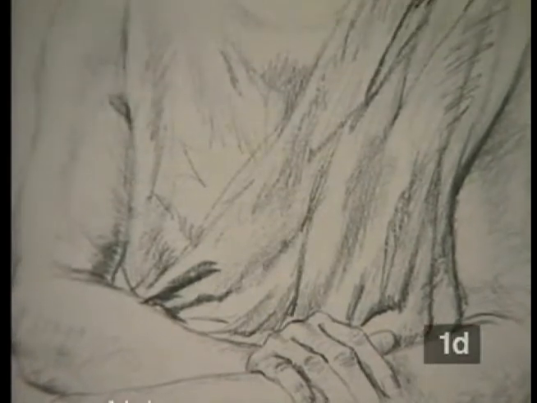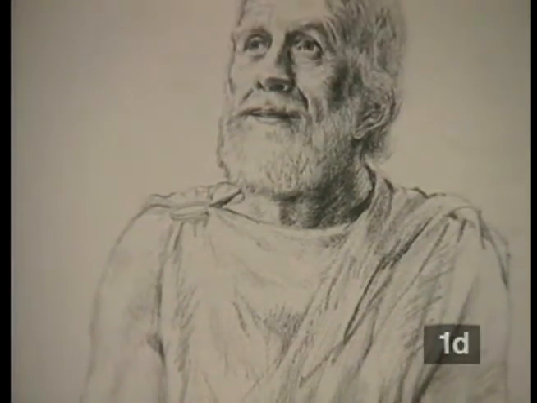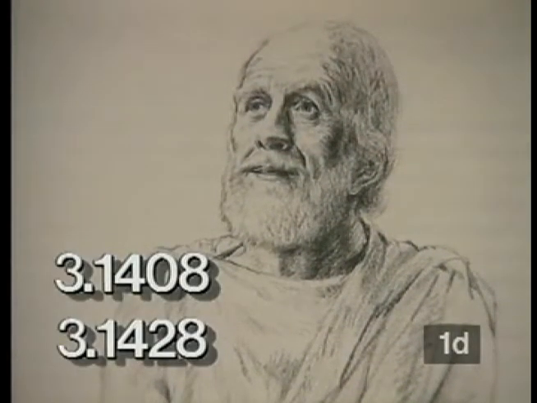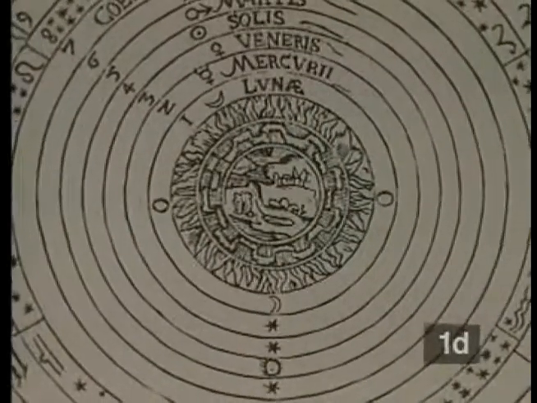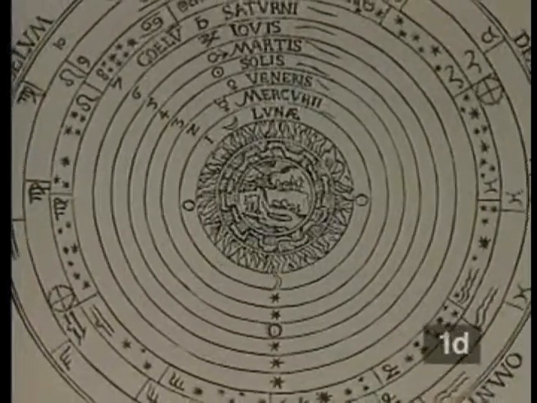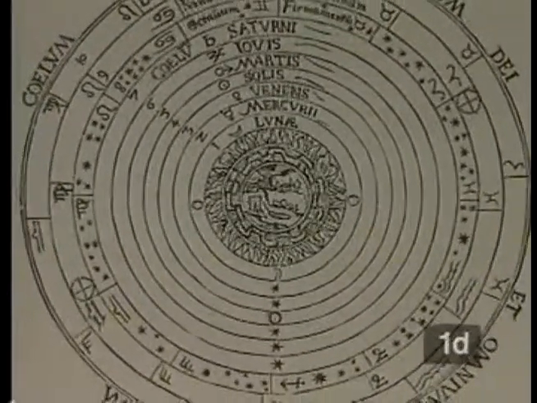Archimedes, who lived around 250 BC, was the first to calculate the value of pi. He estimated pi to fall somewhere between 3.1408 and 3.1428. He also proved that anything that really exists, no matter how large, can be counted or measured.